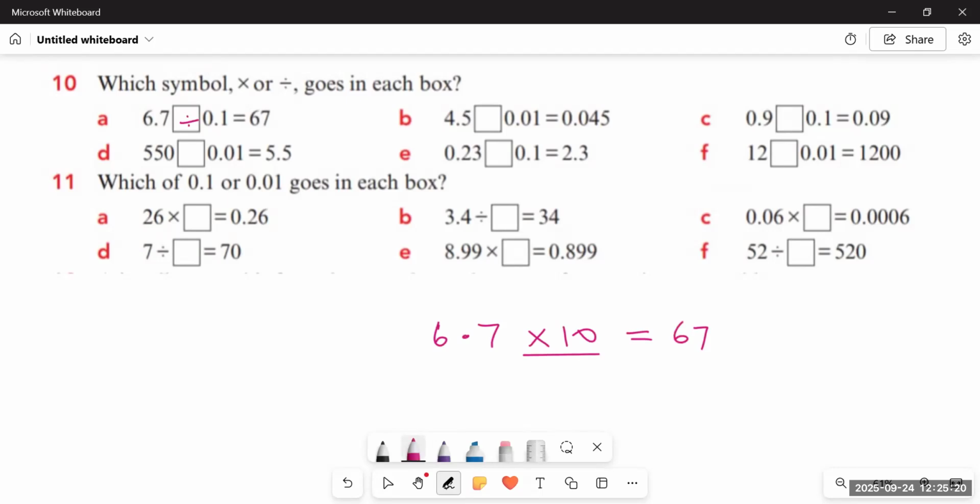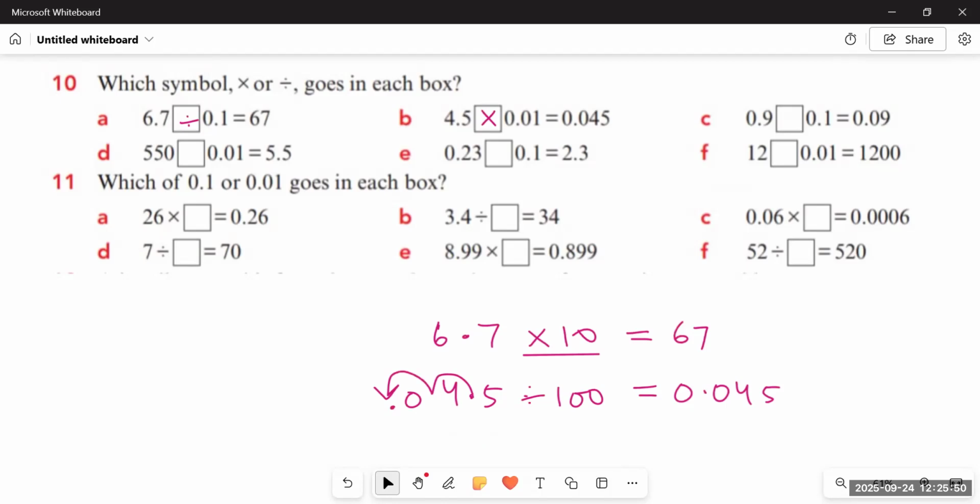That's all. Similarly, 4.5 multiplied by something gives 0.045. You can see that the number is becoming smaller. The decimal is moving 2 places backwards. So it's becoming 0.045. It means we are dividing the number by 100. If we are dividing this number by 100, so here it must be multiplied.